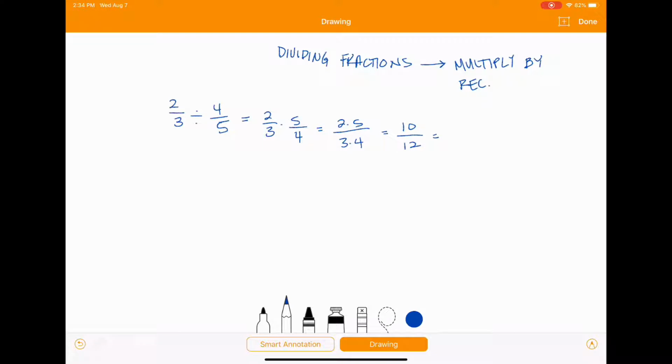You divide top and bottom by 2, 5/6. And if you wanted to do that simplification before you did your multiplication, you just come to this step and you know that 4 can be divided by 2, and that's going to equal 2. 2 divided by 2 is equal to 1. So you'd be left with 1 times 5 over 3 times 2, which is 5/6.